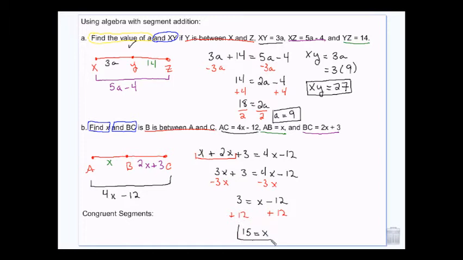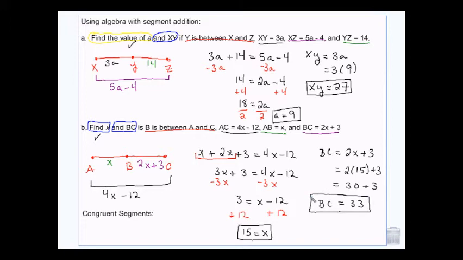So that's the first part done. We found x. Now we have to find BC. BC is 2x plus 3. x is 15. 2 times 15 is 30. So BC is 33. So found BC.